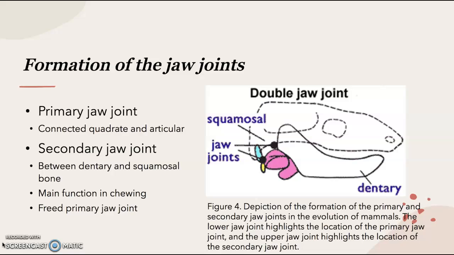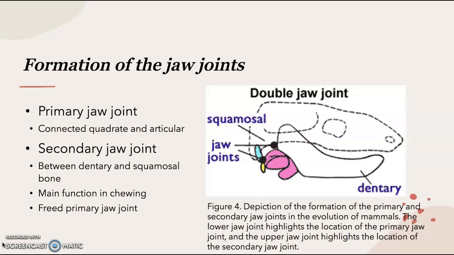This would be the formation of the jaw joints. So, first, the formation of the primary jaw joint occurred. This was formed by the connection between the quadrate and articular. This joint was formed in order to aid in chewing and hearing functions. Because this was the first jaw joint, this just allowed proper mastication to occur to the best of the ability at that time in the past.